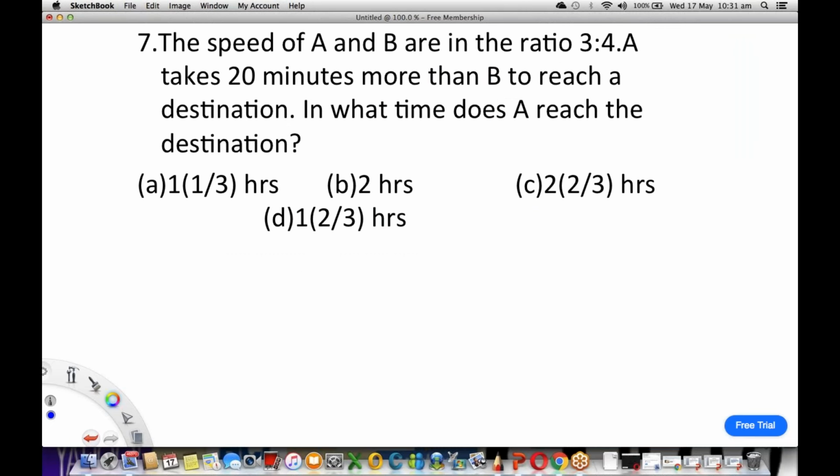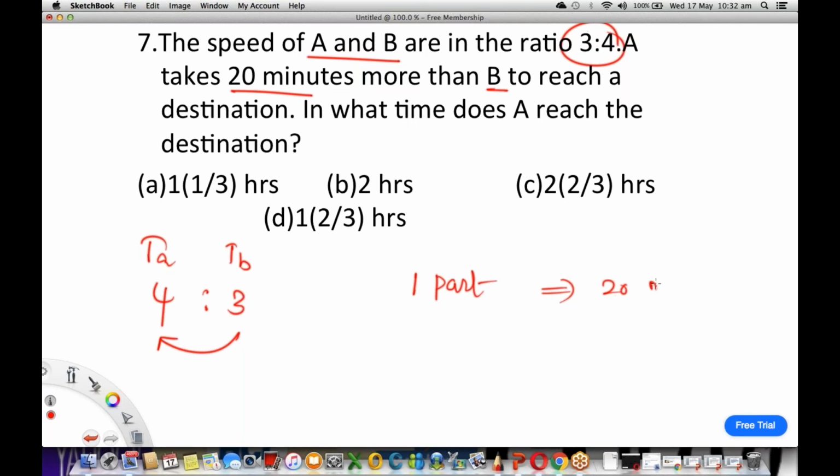So no need to discuss, actually by looking at the question you can say the answer. The speeds of A and B are in the ratio of 3 is to 4, and A takes 20 minutes more than B. So if speeds are in the ratio of 3 is to 4, the time taken will be in the ratio of 4 is to 3, the same as the previous problem. So this is the time taken by A and this is the time taken by B. He mentioned that A will take 20 minutes more. A is 4 parts and B is 3 parts, means A will be 1 part extra. This 1 part is equal to 20 minutes. This was clearly mentioned in the info.